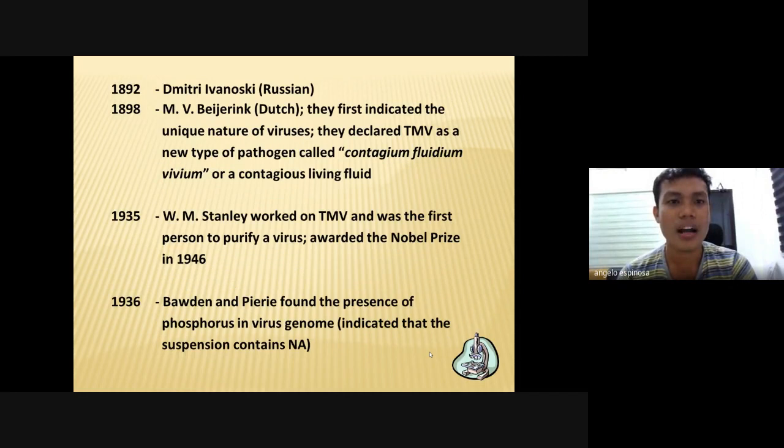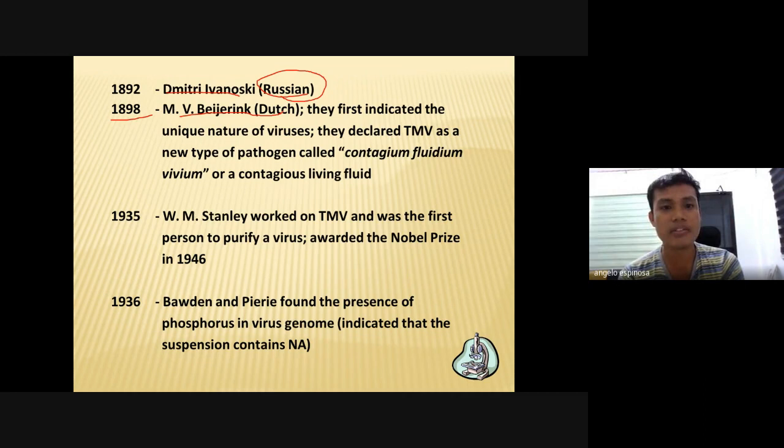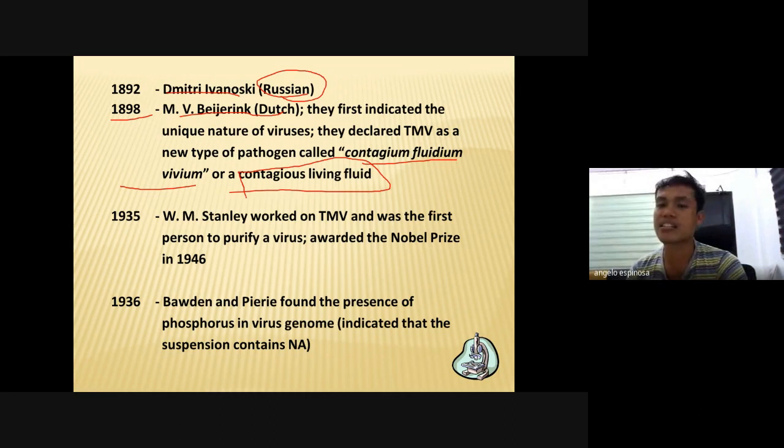And we have also in 1892 a scientist called Dmitri Ivanovsky, a Russian, who also contributed to the study of virology. And in 1898, we have M.W. Beijerinck, a Dutch, also known as the father of plant virology. He first indicated the unique nature of viruses and declared the tobacco mosaic virus a new type of pathogen called Contagium vivum fluidum, or contagious living fluid. Contagious means it spreads disease, not just in tobacco but also in other crops.